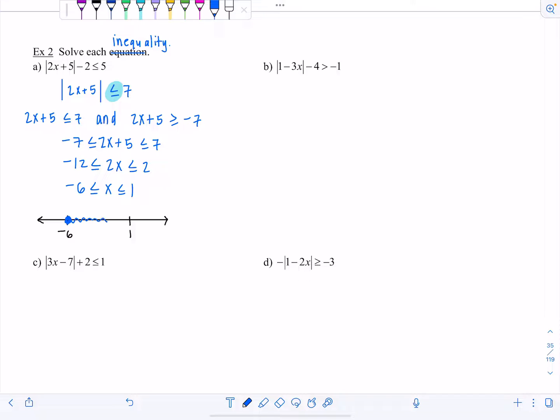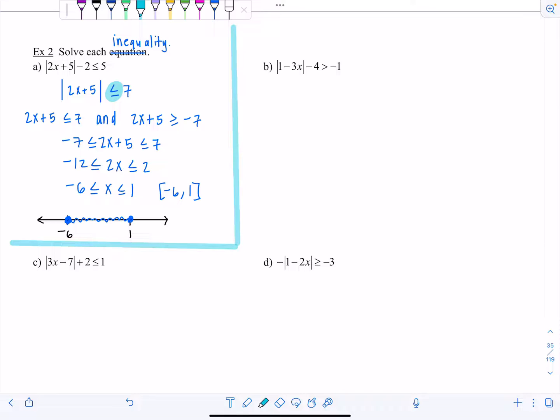So closed circles, and in interval notation, we'll have brackets from negative 6 to 1. You know, they didn't say if they wanted interval notation, graph, set builder, so I'm just doing it all, okay? When in doubt, if you know something, show it. Show your teacher how hard you've worked, what you know.